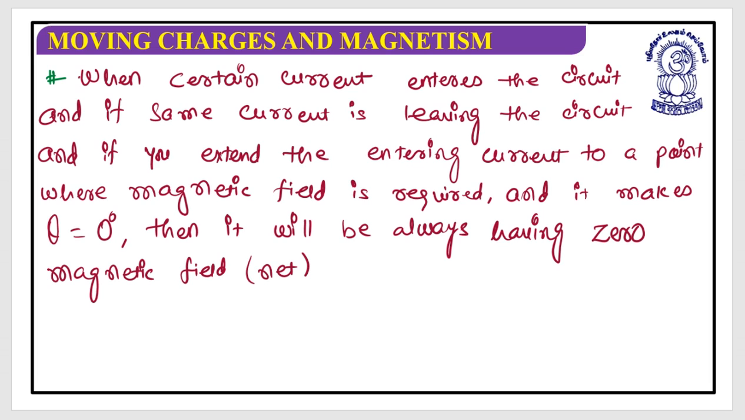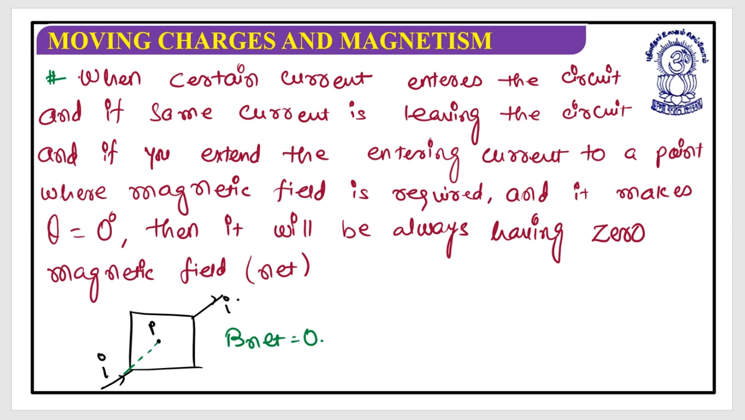So let's just observe both the numericals one more time. In the first numerical, this was the situation that certain current was entering, certain current was leaving, and you want a magnetic field at point P. So let's just extend it. Yes, it is going to meet here. So it means B net must be 0.